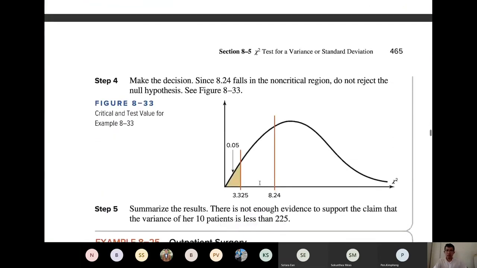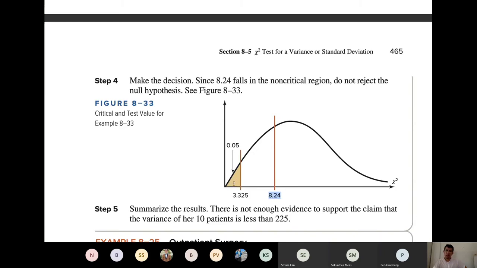That's why, when this is the critical value and this is the test value, and as you can see, this is the rejection region, but now the value is outside the rejection region. That's why you do not reject the null hypothesis, because our test value falls outside the rejection region.